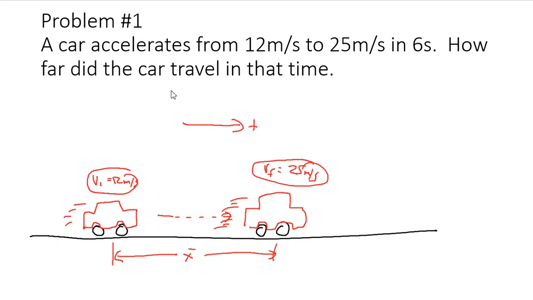I also know I'm looking for how far. Now, when it says how far, I don't really know if that's a distance or a displacement. But in the end, when I look at this, this car's going in a straight line. So I can call it displacement. I could also call it distance because in this case, they're both the same.